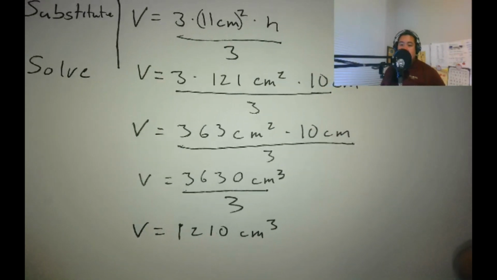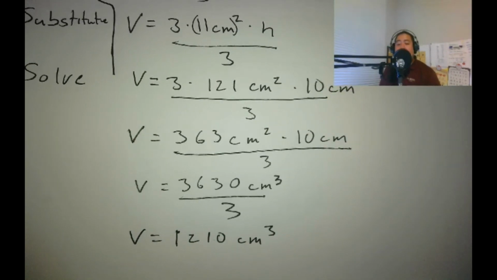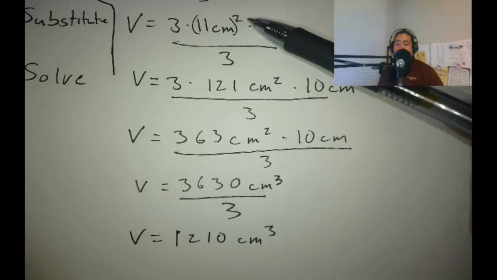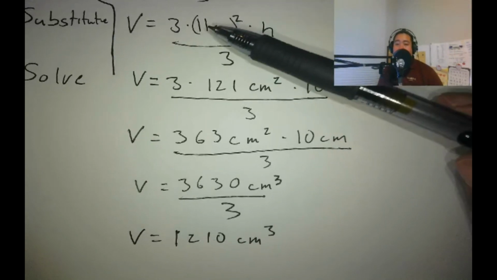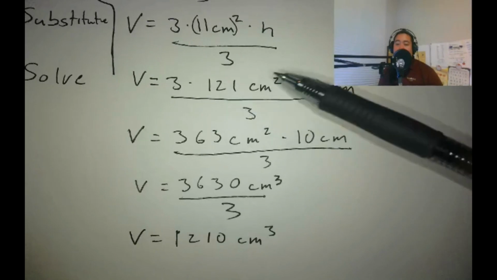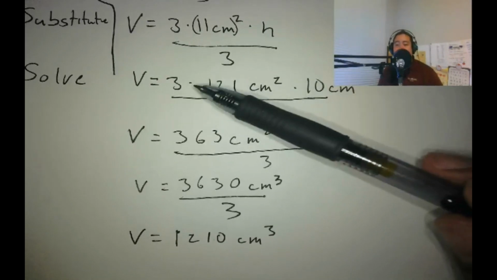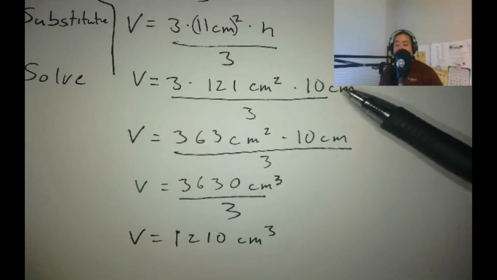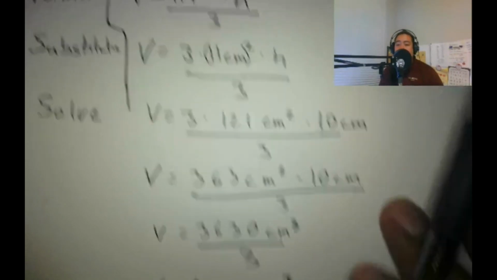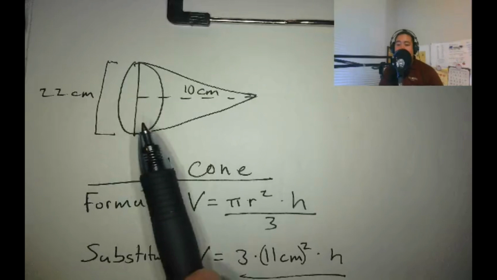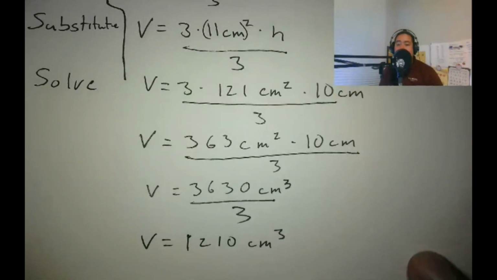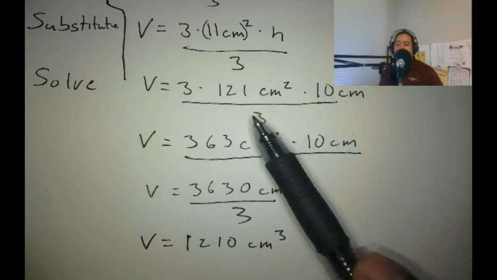Alright guys, so I worked out the problem. Let's go ahead and check what I did. So the first thing I did is I want to get rid of this square part, so I squared. I multiplied 11 times 11, which gives me 121 centimeters squared. So now I have 3 times 121 centimeters squared times 10 centimeters. So I forgot to mention the height of our cone right here, going from the base all the way to the point, was 10 centimeters. So that was our height in this problem. And we divide all that by 3.